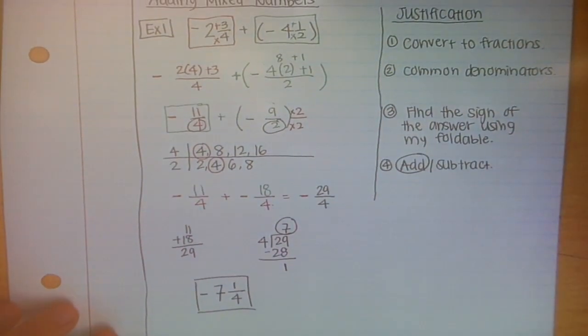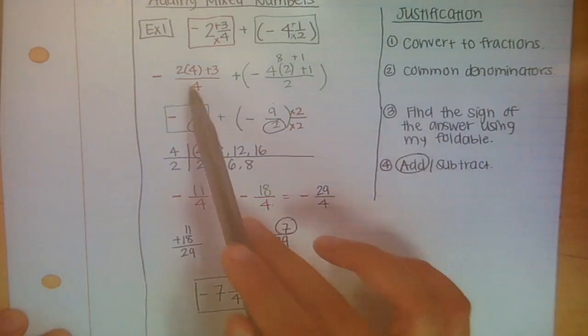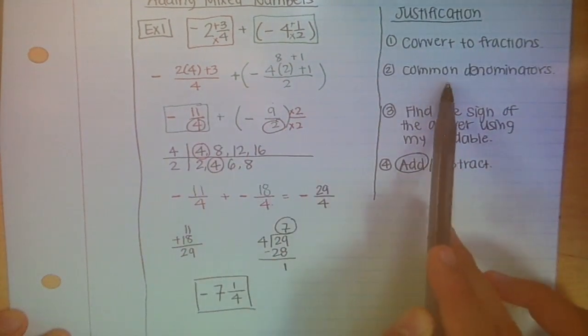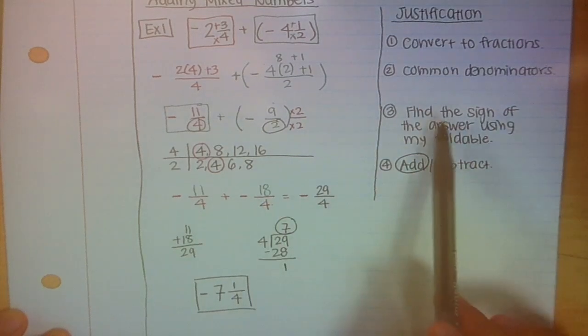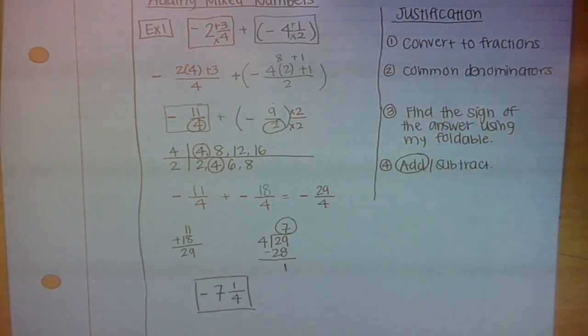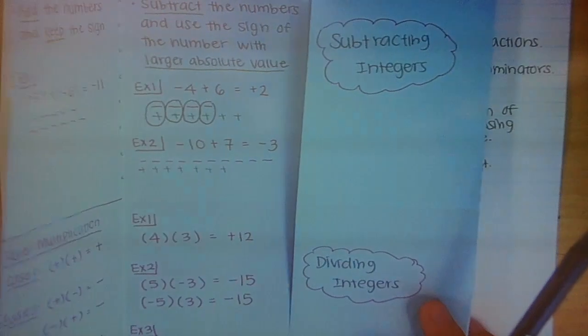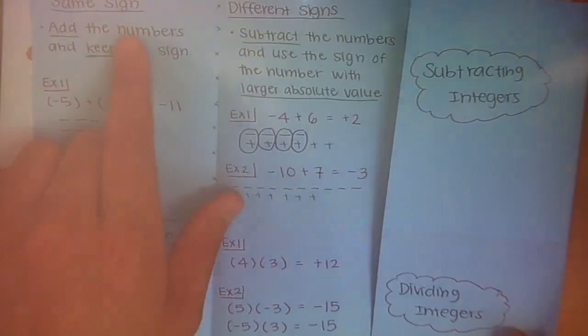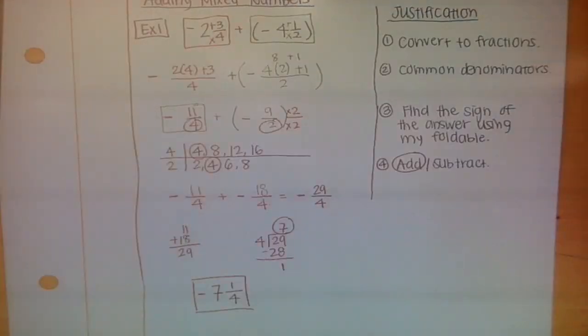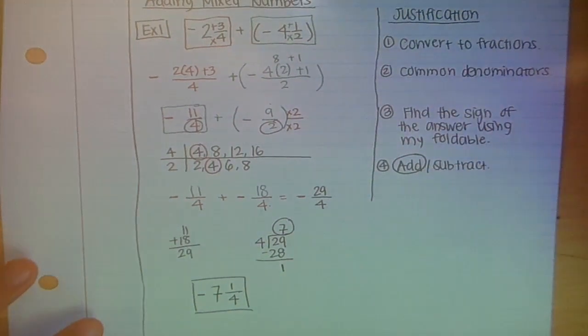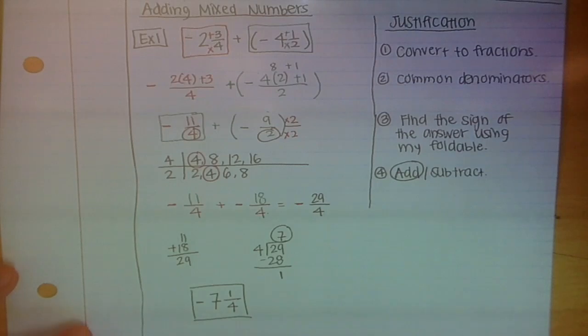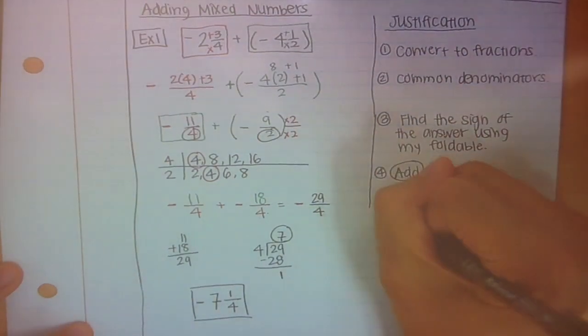So it's kind of a long process, but here are the steps. You're going to first convert them to improper fractions, then find common denominators like we did before in our do nows. Find the sign of the answer using the foldable. We're doing adding integers, so it's always going to be adding integers, and you have to see if it's the same sign or different sign. And finally, you're going to add or subtract depending on what the foldable tells you to do, and then change it back to a mixed number.